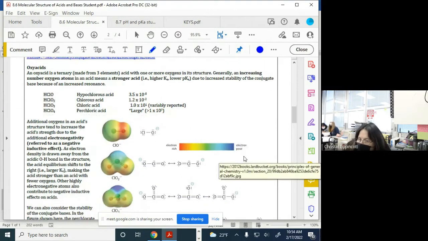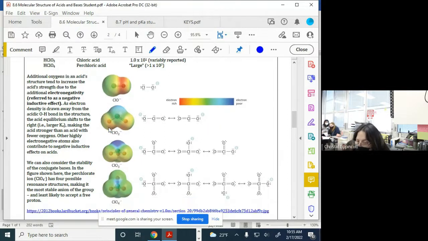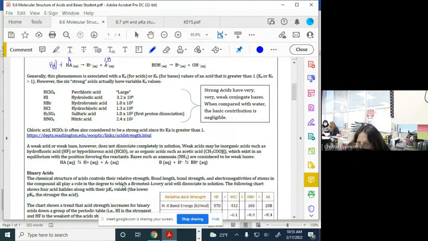If we're talking in terms of oxyacids, which are made up of 3 different elements, then we start to see an increase in oxygen increases the Ka value. So for example, here we've got these 3 drawn. Here, this is a weak acid. This is a weak acid. This is a strong acid and this is a strong acid. HClO4.